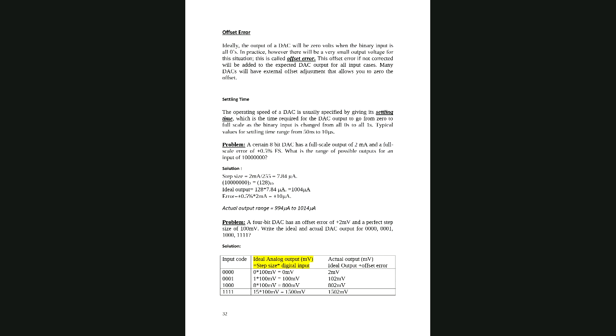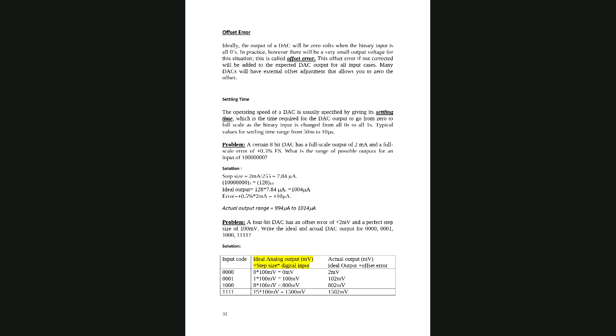Full scale error and what? Linearity error. Look, linearity error is the error for the step size. Full scale error is the error of the output, okay? And offset error is also the output error, but it is the initial error. Simple. So again, full scale error is the error in each output, okay?